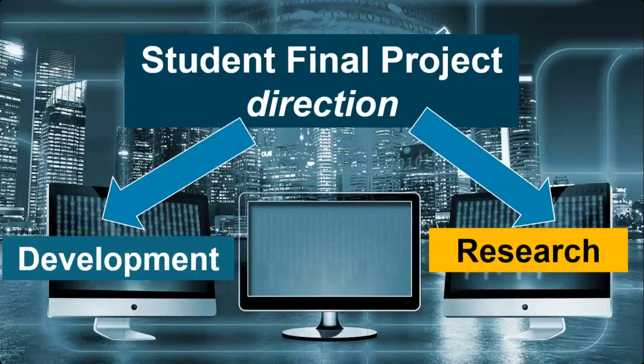Now for the final year project at undergraduate level, you have 2 directions. Either you do system development or you do a research project. But for master students and PhD students, only one direction exists, which is research, whether they like it or not.